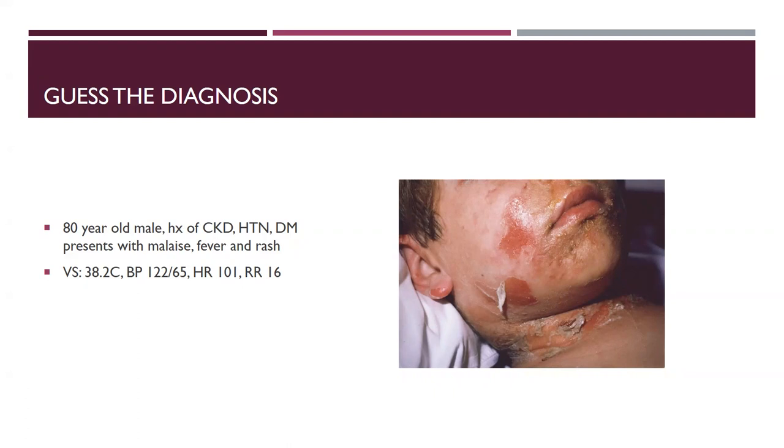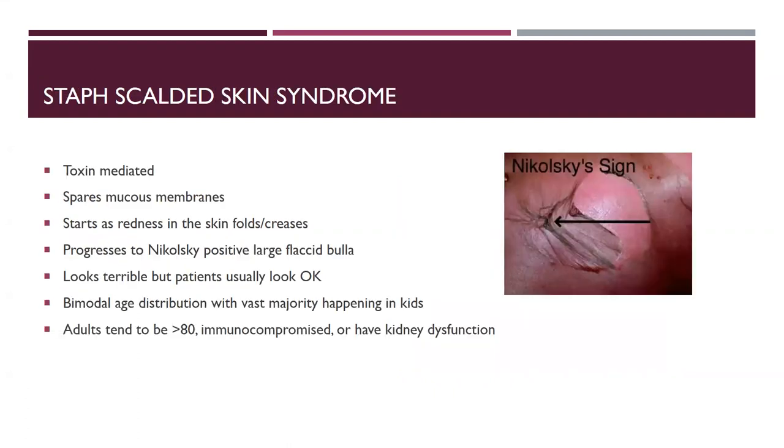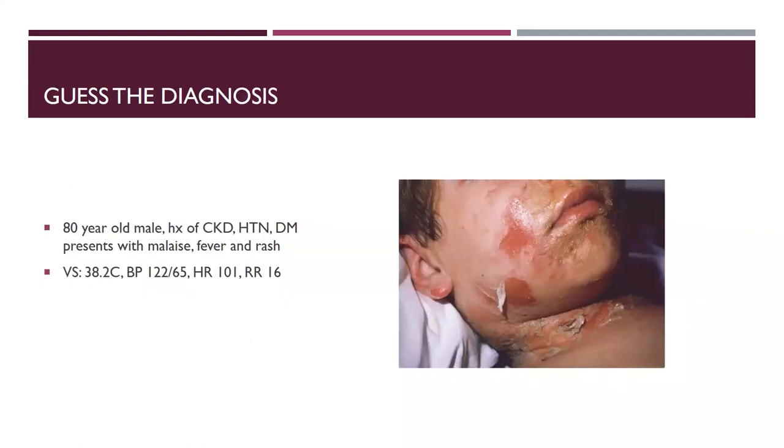This is staph scalded skin syndrome. It is also toxin mediated. Importantly, it spares the mucous membranes, which will differentiate it from something else we've got coming up in the future. You notice on this kiddo, his lips, although there's crusting around them, the lips themselves are not involved.